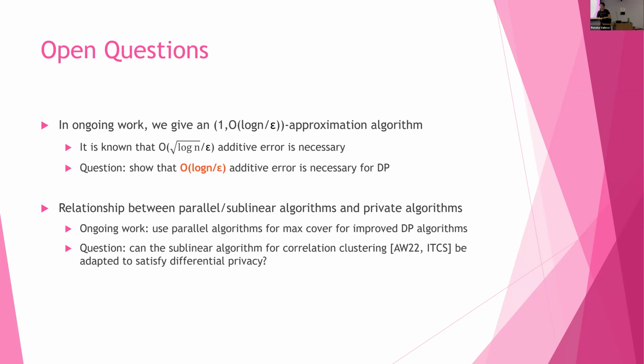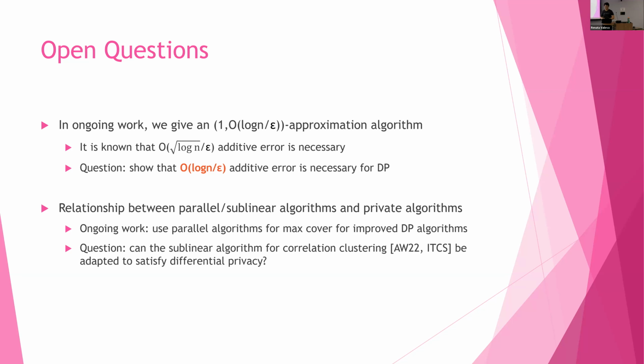Can you tell us what max cover is? Max cover, okay. So in max cover, you have a set system, you have a universe, let's say 1 through n, and a collection of subsets of that universe. You're also given an integer k, and you want to choose the k sets so that the number of elements you cover is maximized.